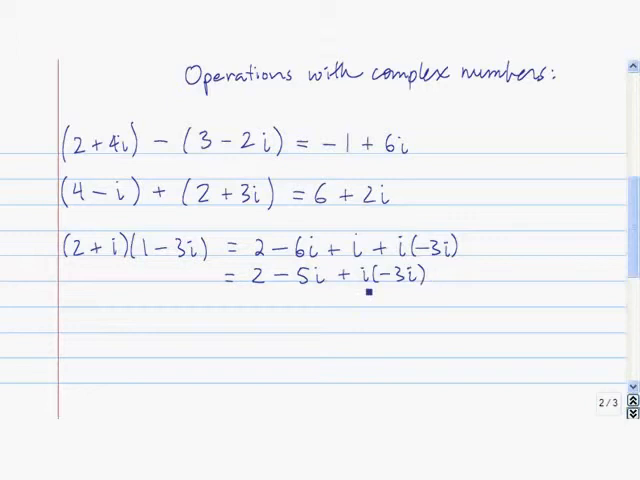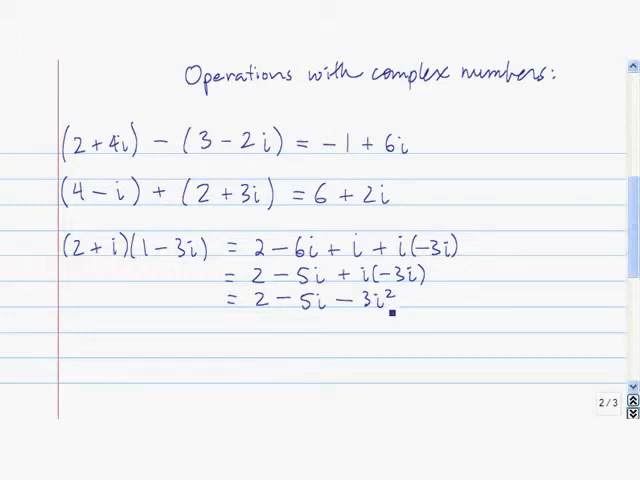Okay, i times -3i, we just multiply this i here by this i here, so we multiply like parts. So this is 2 minus 5i minus 3 times i squared.